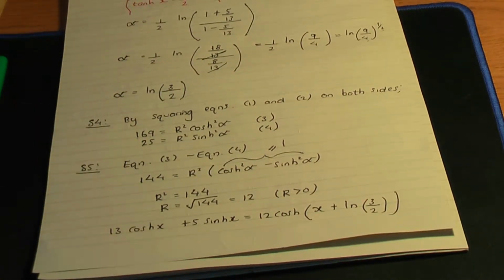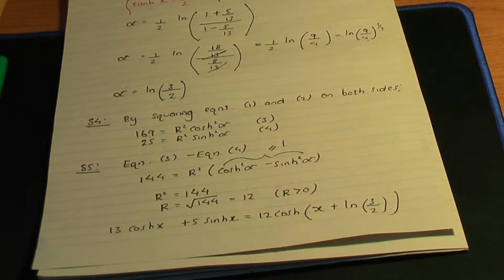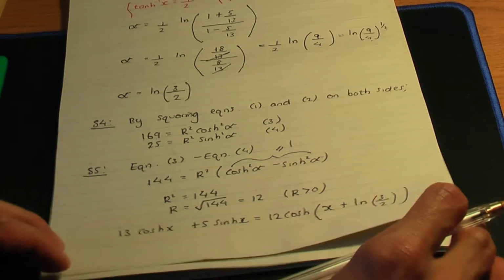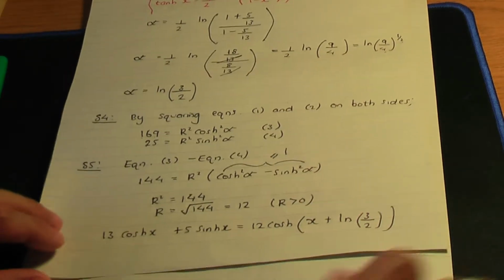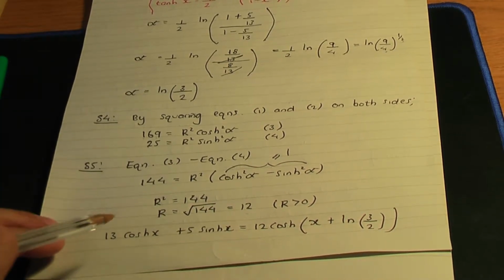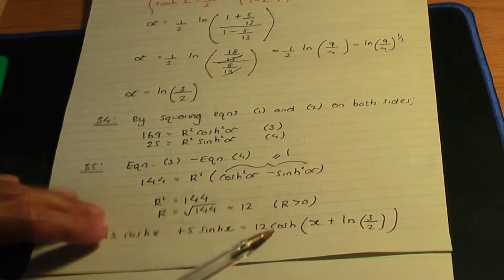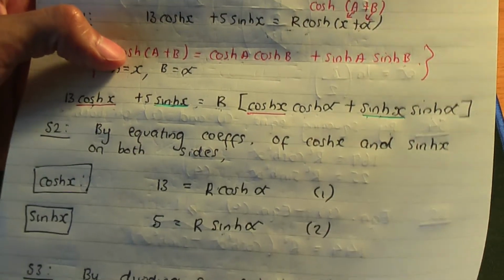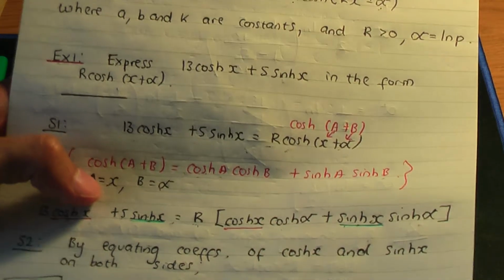Okay, so that completes this example, and here are the steps. I've written down the method in the form of steps, so there are 5 steps in total. And yeah, this is the method in order to do an example like this.